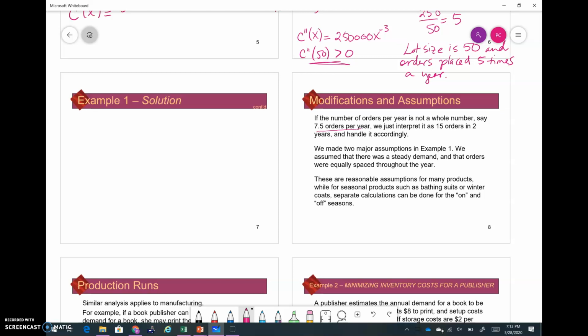So we made 2 major assumptions in example 1. We assumed that there was a steady demand for sofas and that orders would be placed equally spaced throughout the year. That's a reasonable assumption for many products, especially sofas. But there are seasonal products such as bathing suits and winter coats, and there would be separate calculations and different data that you can pull in to run these calculations for 2 different times of the year, the on season and the off season. Then you would run it 2 different times and be able to calculate when you should order big amounts in the on season or when you should lay off in the off season.